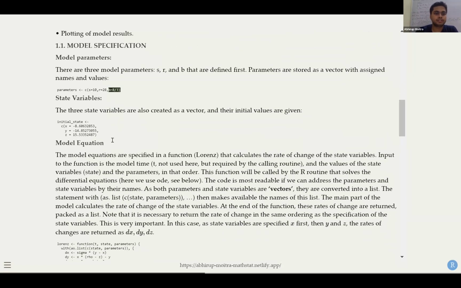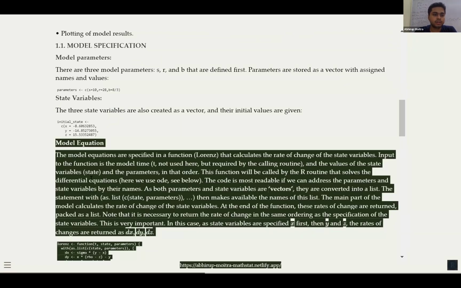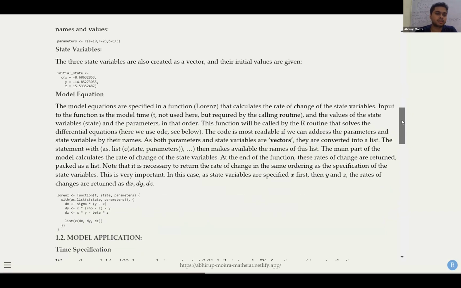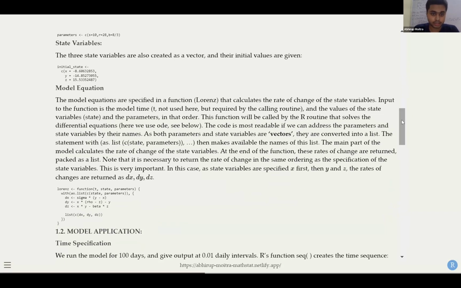And the 3 state variables are also created as a vector, and their initial values are given. Next comes the model equation. The model equations are specified in a function that calculates the rate of change of the state variables. The input to the function is the model time, the value of the state variables and the parameters, in that order. This function will be called by the R routine that solves the differential equations.